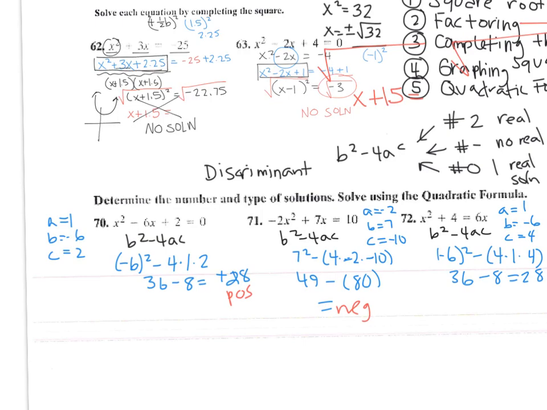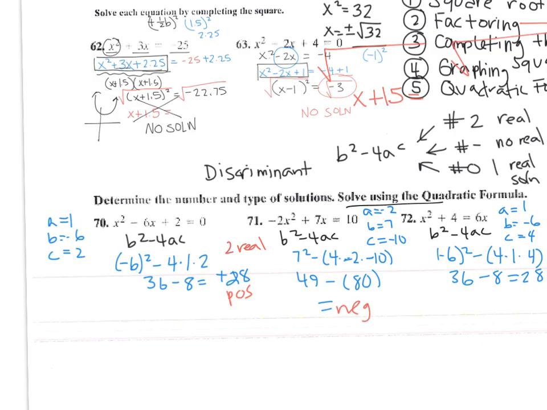Okay, so I did b squared minus 4ac. So the first one I had a, b, and c on one side. So I wrote a, b, and c. Make sure you plug in b squared in parentheses if it's a negative number. And I got 28. So that tells me it has two real solutions. It has two x-intercepts. Now I'm going to go ahead and finish and solve it.